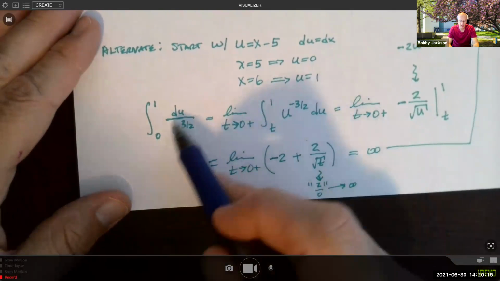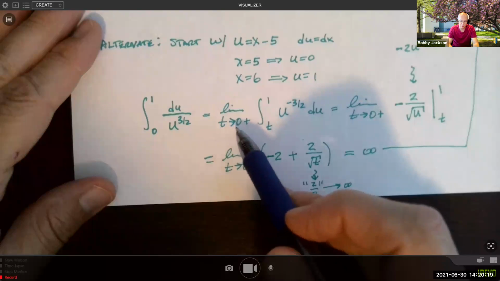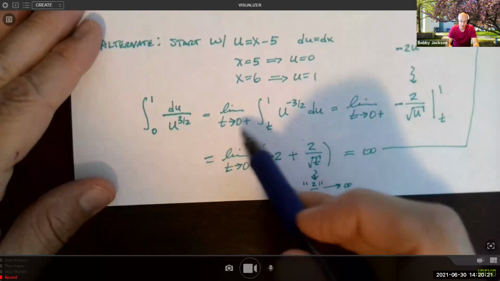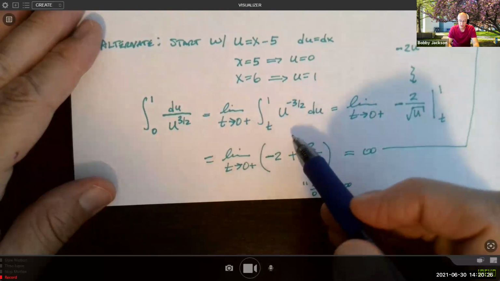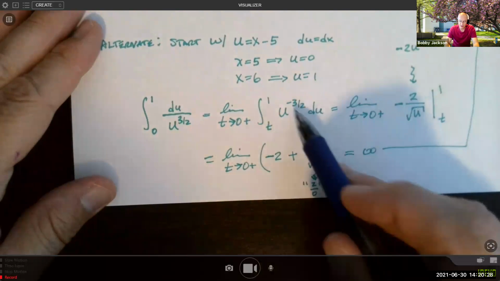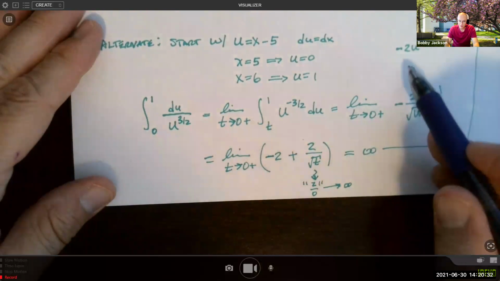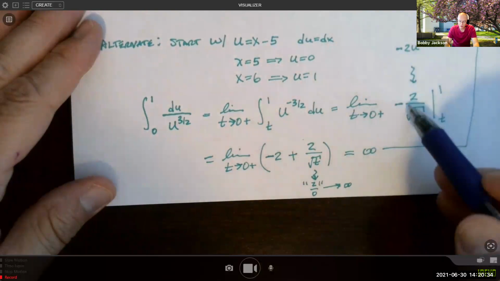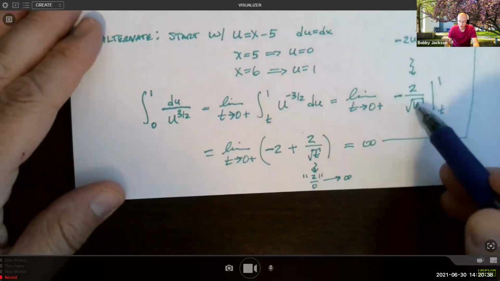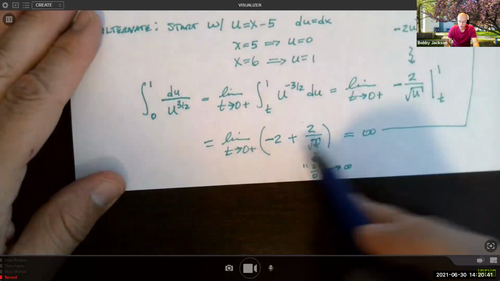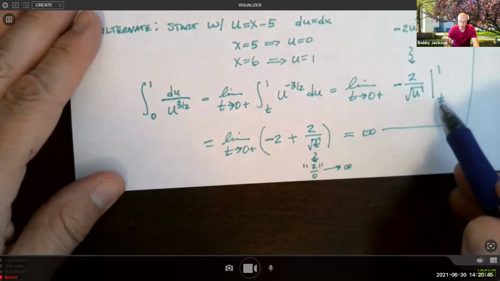And so now I can rewrite this in limit notation. This is now the limit, notice, as t approaches 0 from the positive side, from t to 1. And the antiderivative of u to the -3/2, we've already done that above. It's -2 u to the -1/2, or -2 divided by the square root of u. And we plug in 1, and -2 divided by 1 is -2, minus a negative, plus 2 divided by the square root of the lower limit t.